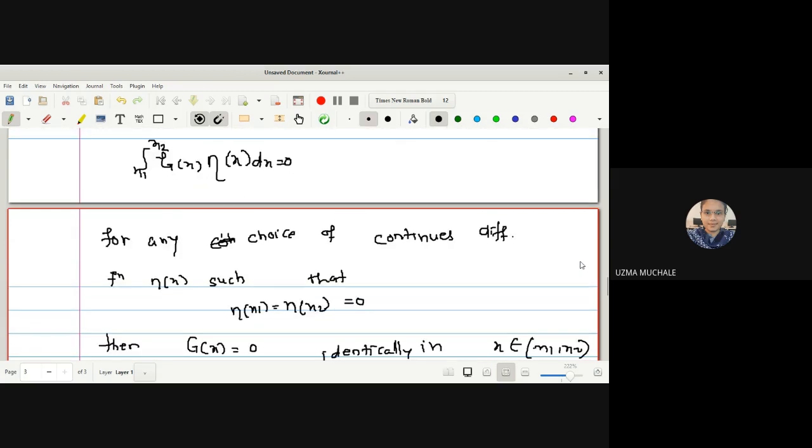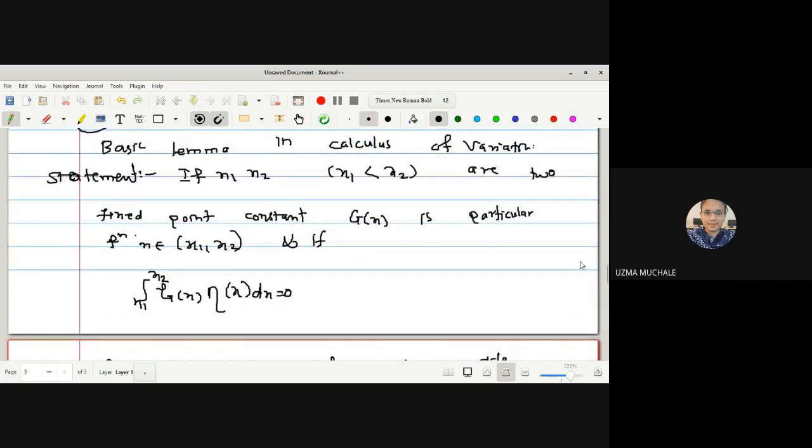Now go through the whole statement. What is given in the statement? Given that x1 is less than x2, these are the two fixed point constants. Then g of x is a particular function.